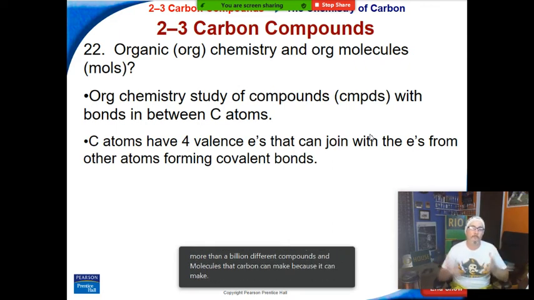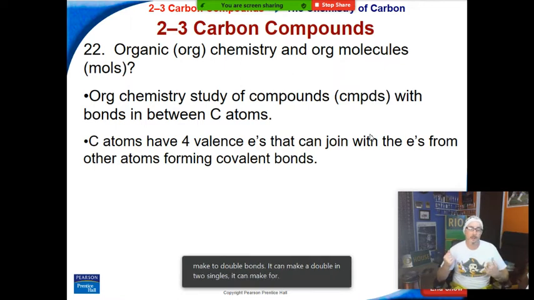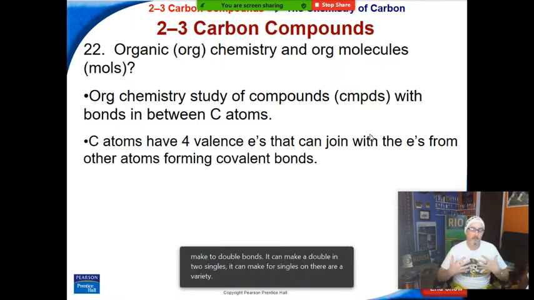make 4 bonds. It can make a triple bond and a single. It can make 2 double bonds. It can make a double and 2 singles. It can make 4 singles. There are a variety of compounds that carbon can make. All right.